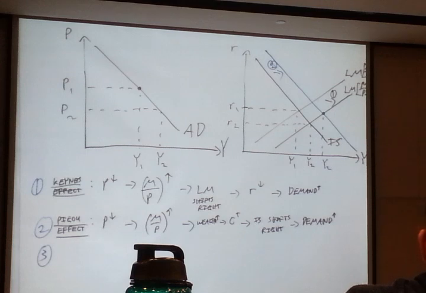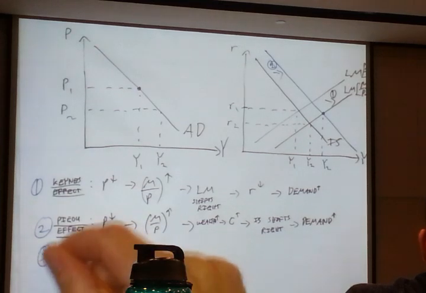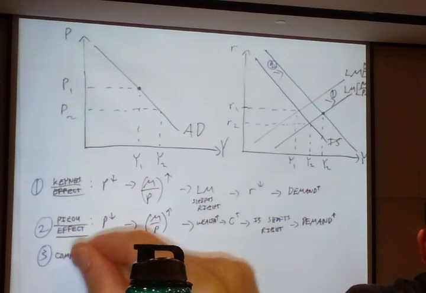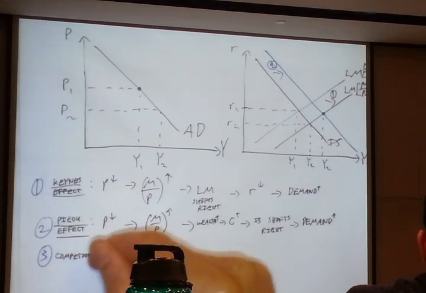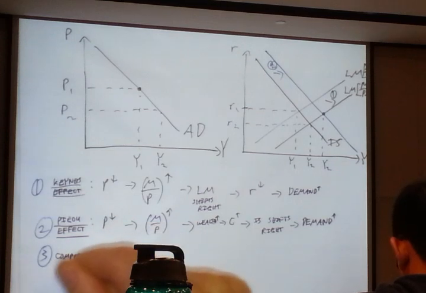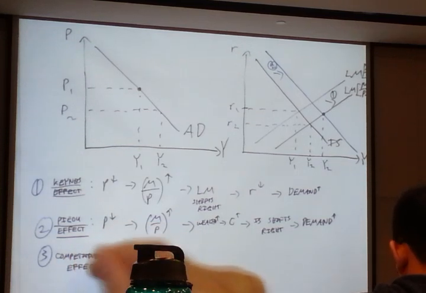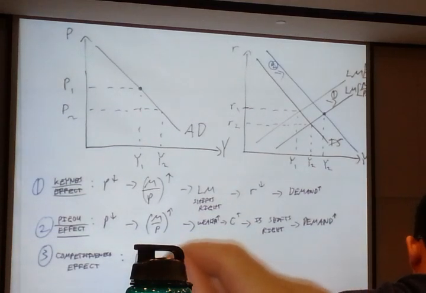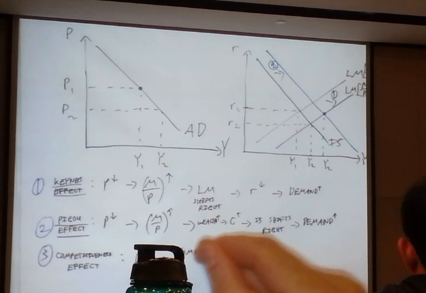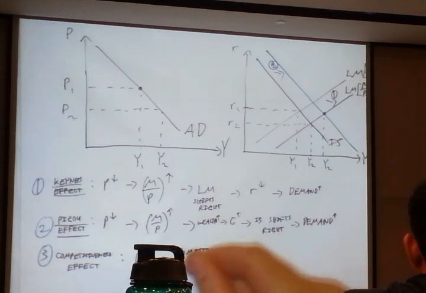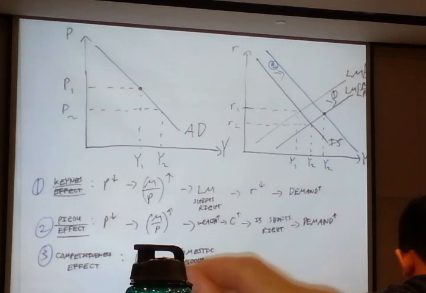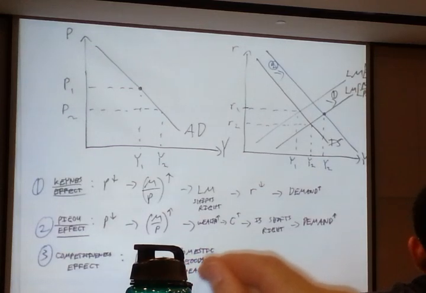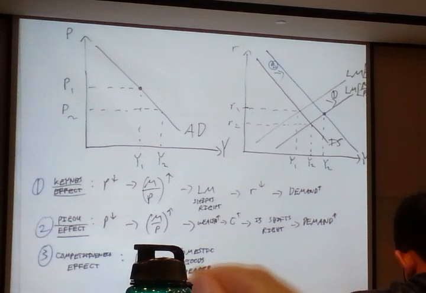So number 3 is really just like the microeconomic explanation as to why demand curves slope downwards. So you can call it the competitiveness effect. Obviously, this applies only in an open economy. So P down is domestic goods become cheaper than foreign goods, relative to foreign.